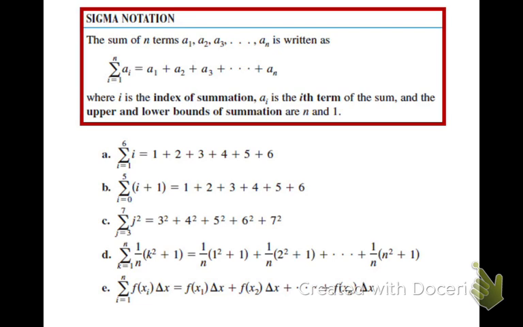Okay, so I have the sigma from i equals 1 to 6. Remember, i is the index. It's just the variable. 1 is the lower limit, 6 is the upper limit. From 1 to 6, how many things are we adding? 6. How about from 0 to 5? How many things are we adding? 6, because that means we plug in 0, 1, 2, 3, 4, 5.